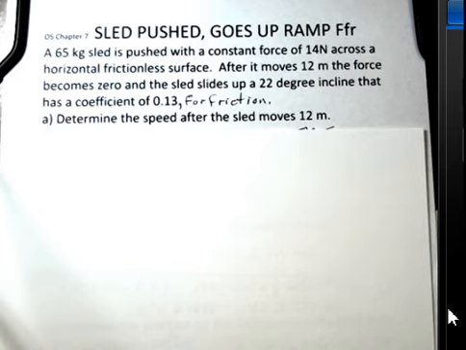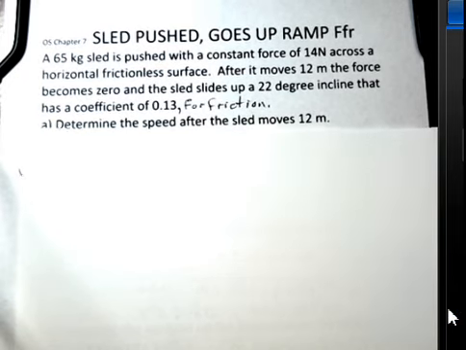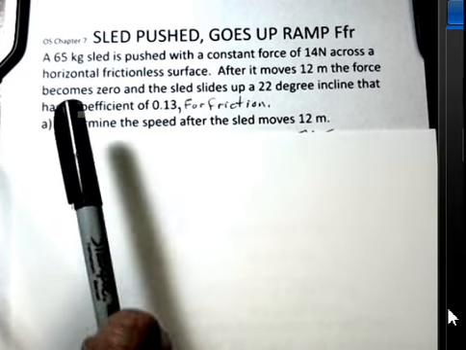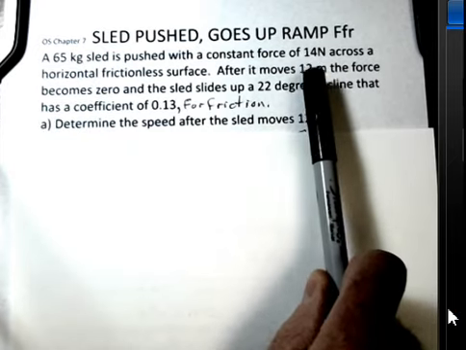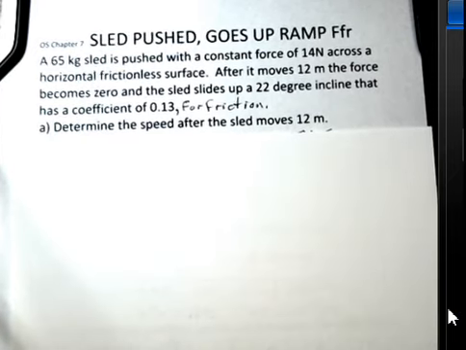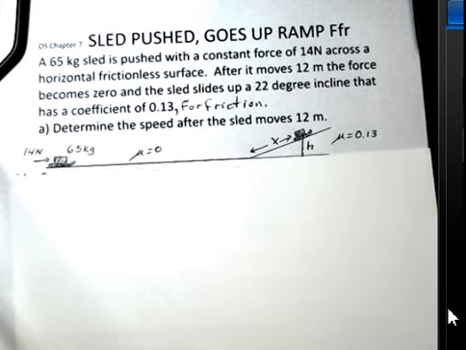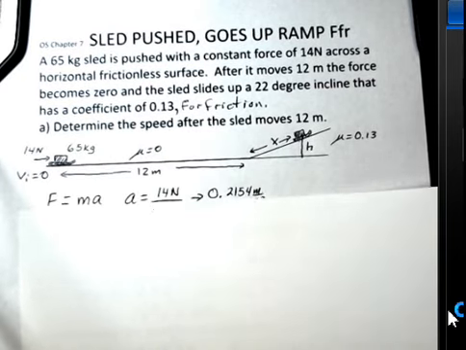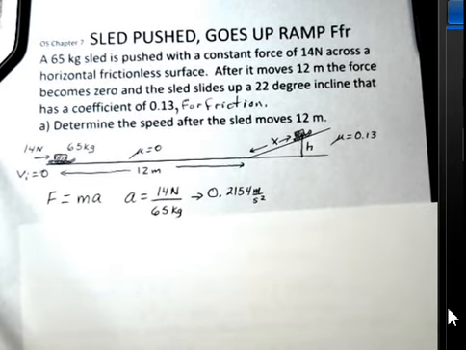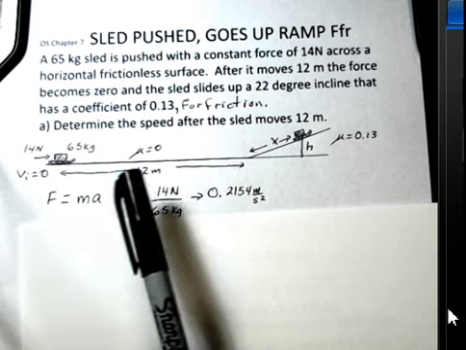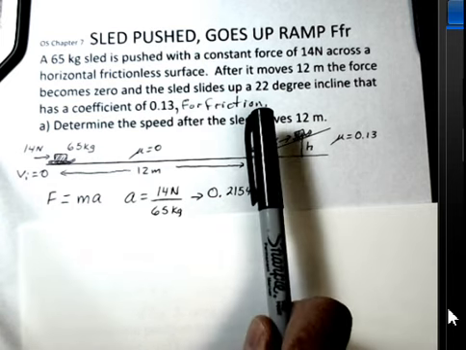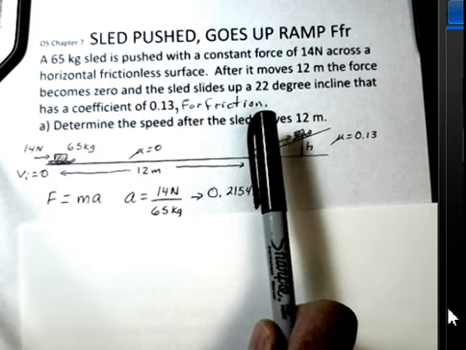So for the first part, we're moving on a horizontal surface that has no friction. A 65 kilogram object, constant force of 14 newtons, and we're going to move 12 meters. This is a problem where we can apply the kinematic equations. Because the force is constant, the acceleration will be constant. We start at rest with initial velocity of 0. We move the 12 meters, and this part A of the problem stops before we go up the ramp.